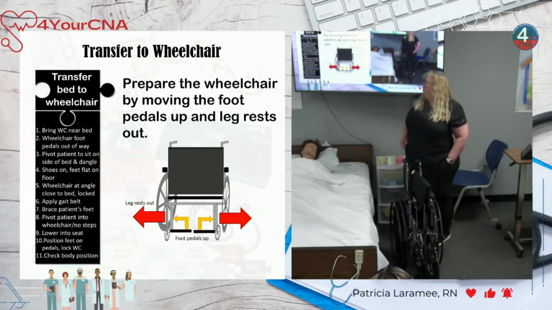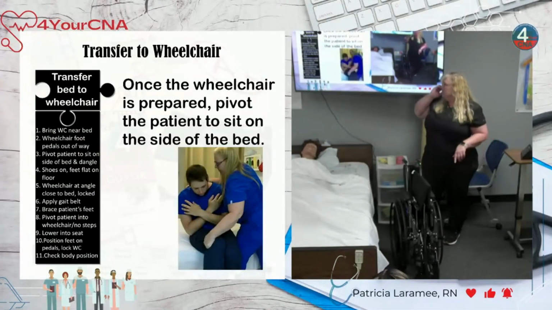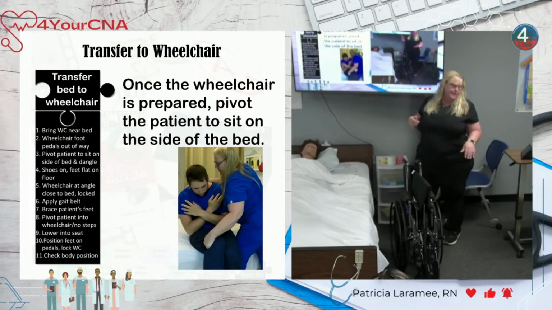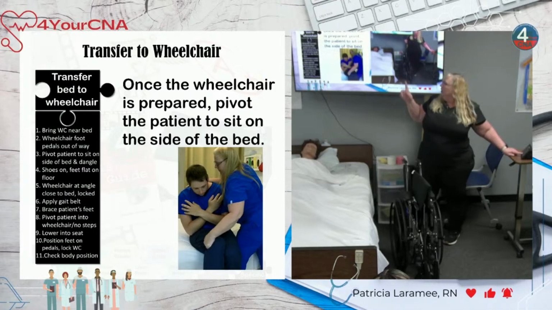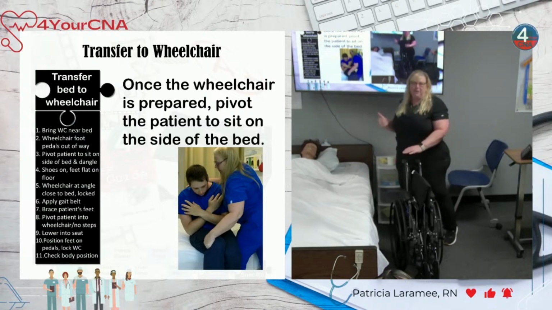All right, so when we are going to transfer a patient, we want to get those foot pedals up and those leg rests moved out. So we've got a wide open space there to transfer the patient into. Now we are going to pivot the patient around to sit them on the side of the bed. The way that we do this is not nearly as hard as you think. And you can actually pivot somebody way bigger than you. You just don't know it yet. It's all about the right preparation. Just like turning a patient, it's all about that right preparation.